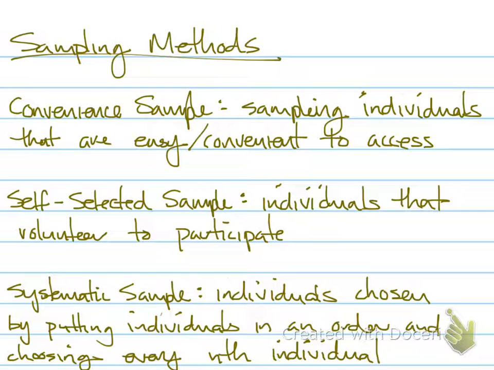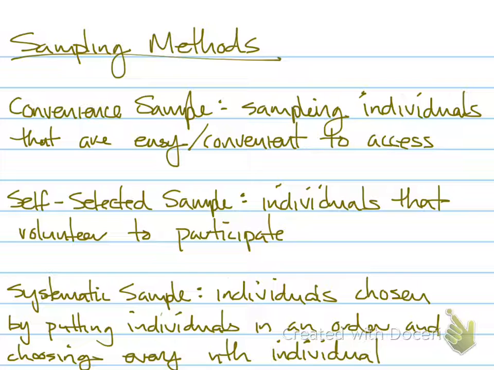All right, in this lesson, we're going to be looking at some of the methods that are used to create samples of populations. First one is a convenience sample. That's whenever we sample individuals that are easy to get in contact with or convenient to access. Self-selected sample is a sample where individuals volunteer to participate in the study.